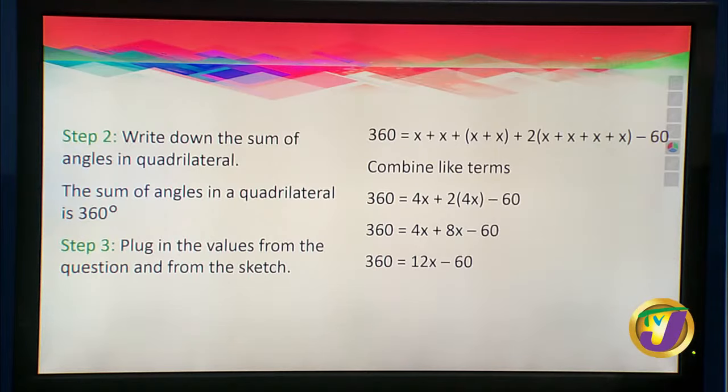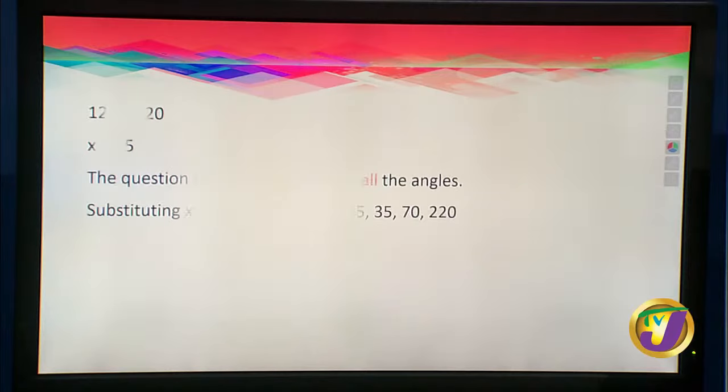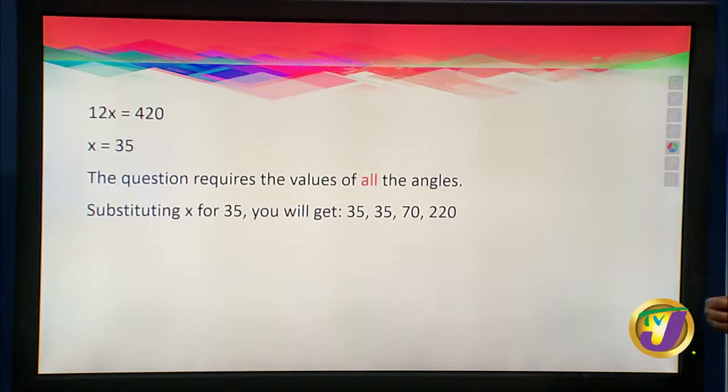Using reverse operations, we would add 60 to both sides to get 420 is equal to 12x. And then we would again do reverse operations. So here's what we would have: x would be equal to 35.